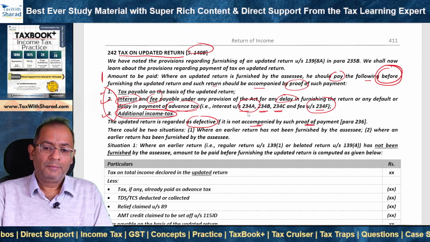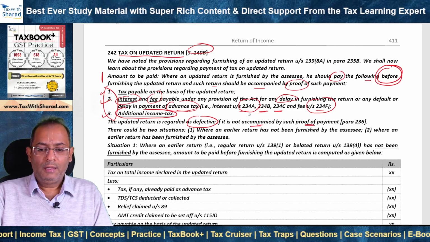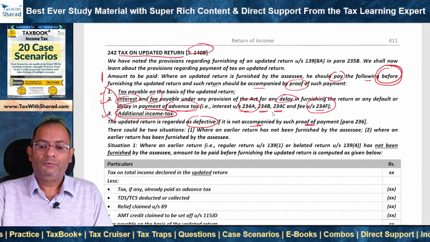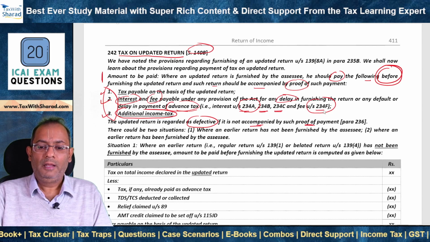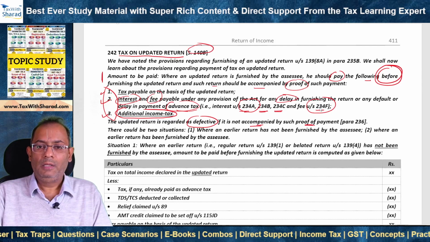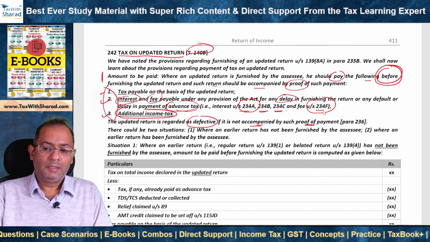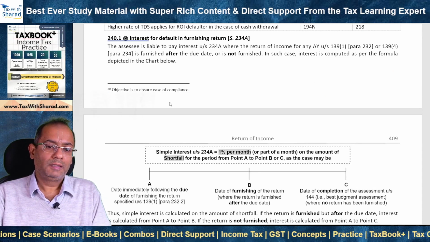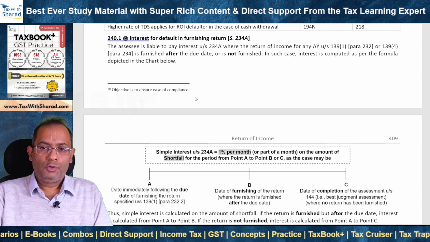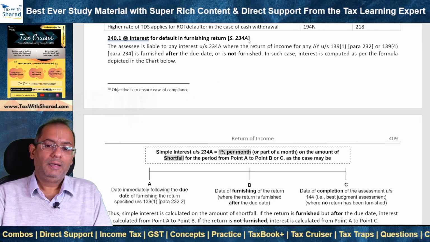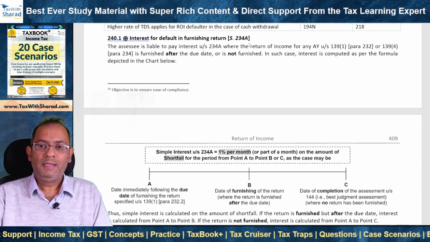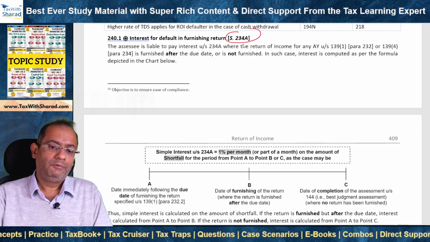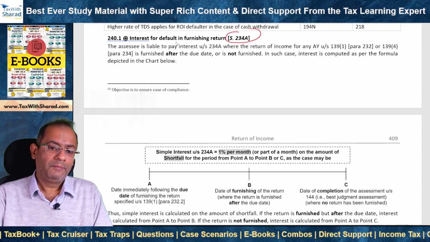Before we move further, we will very quickly take an overview of the provisions of 234A, 234B, 234C and 234F, because otherwise we may not be able to fully understand the discussion in this video. So as far as default in furnishing of return is concerned, two implications arise. One is interest under section 234A applies and fees needs to be paid under section 234F. What is section 234A? We'll take a very quick recap.